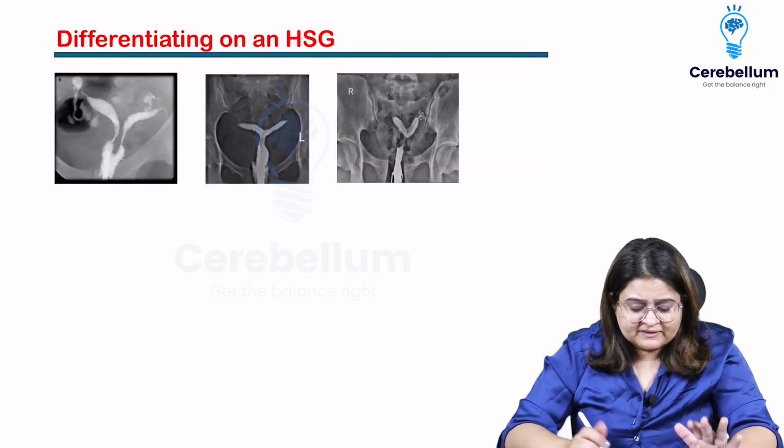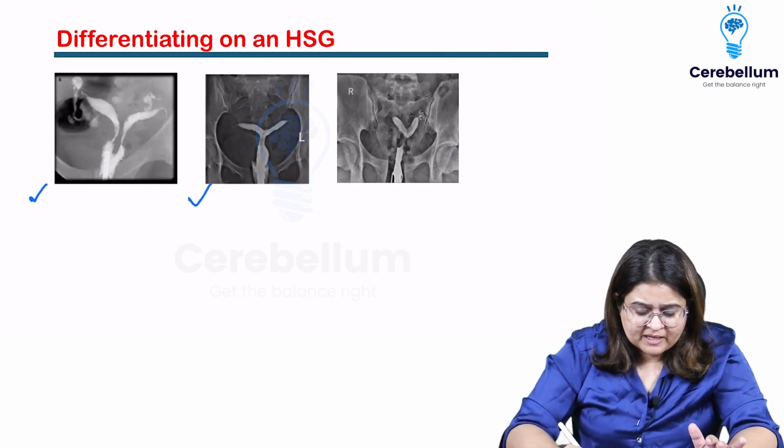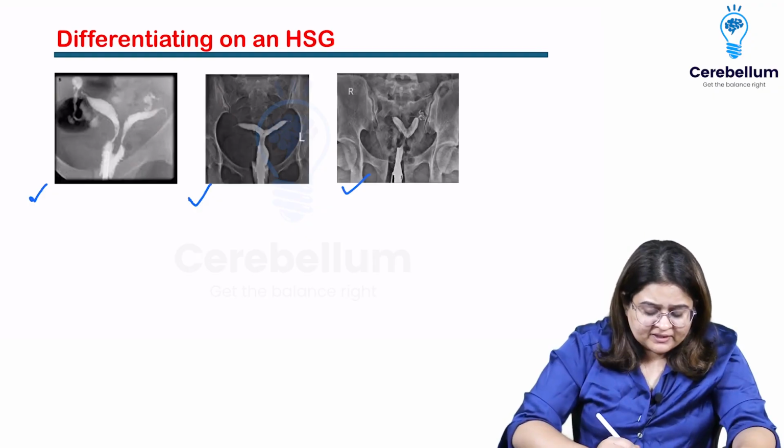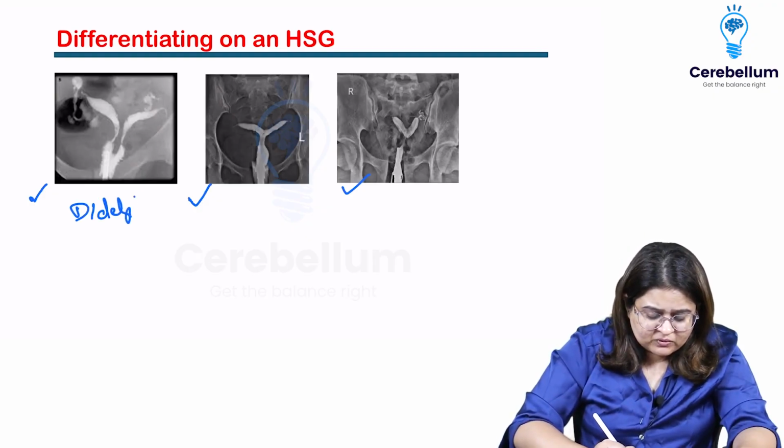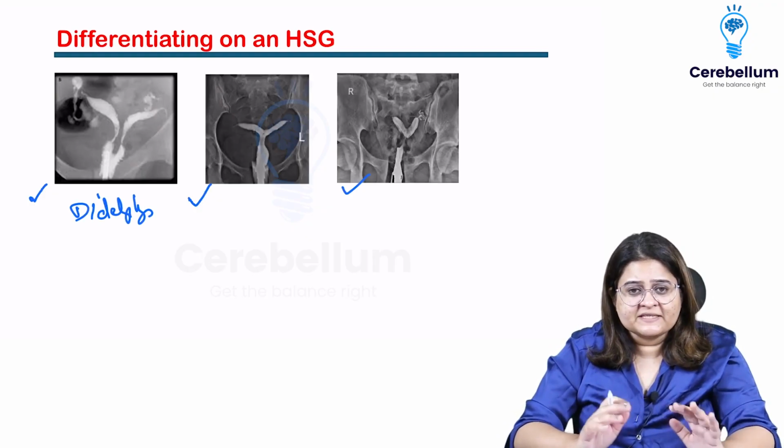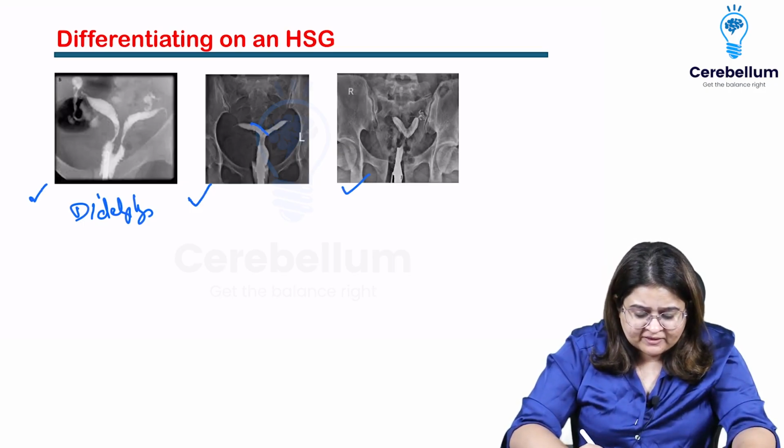On HSG, this is important because this has been asked in the exam. How will you differentiate between these three? Didelphys, you can see there is no communication between the cavities at all. Bicornuate, the angle is wide. Septate, the angle is narrow.